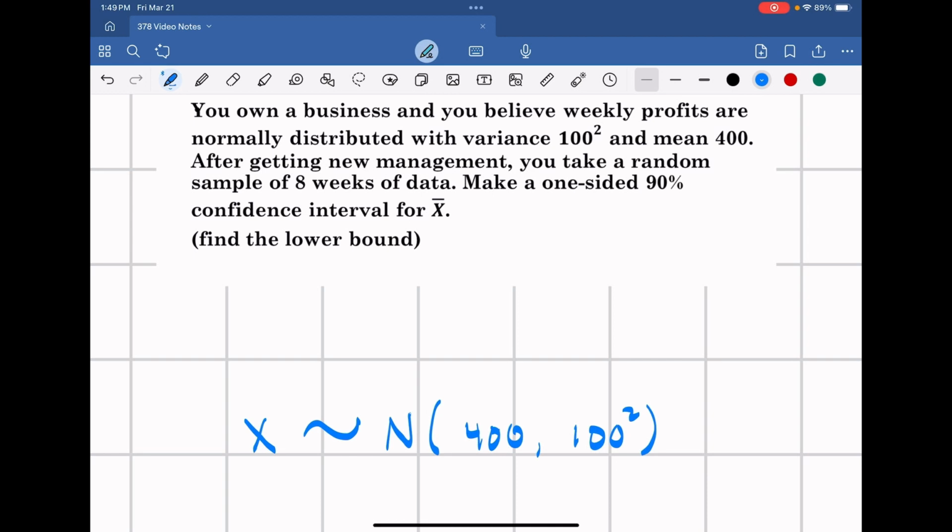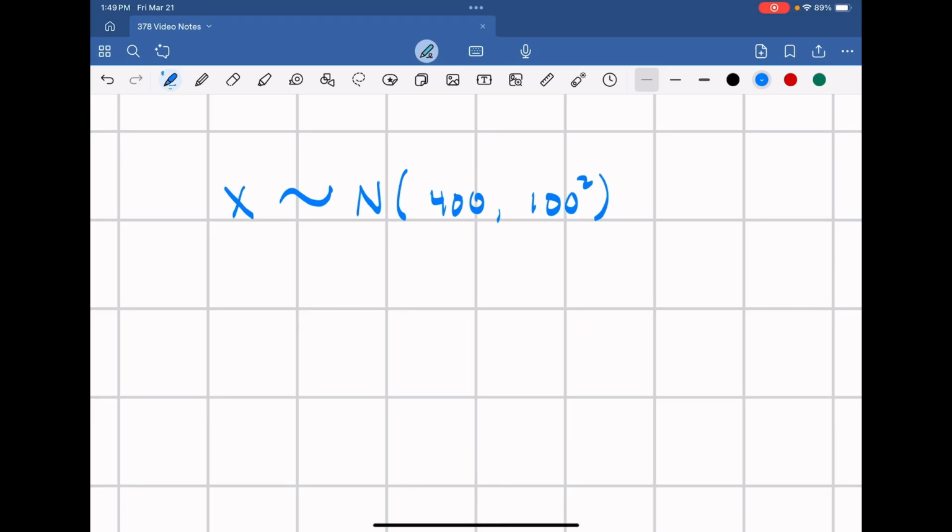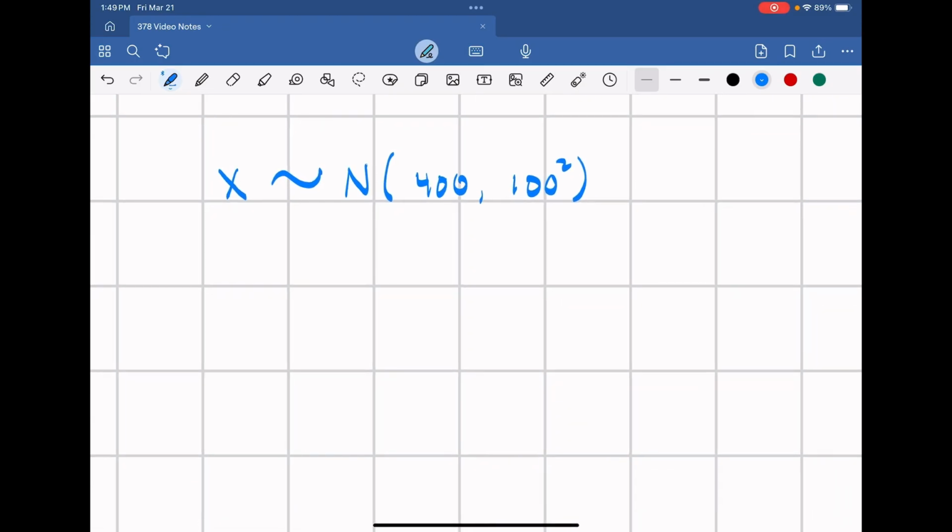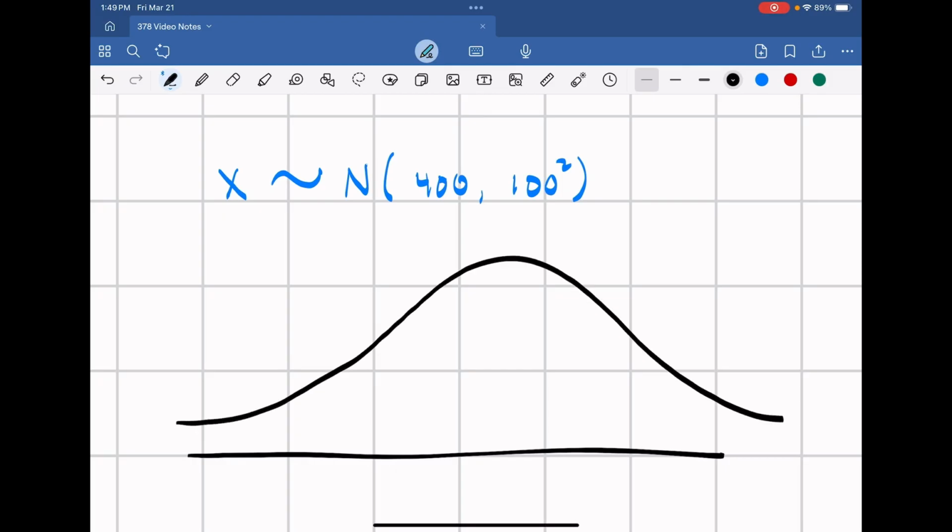Now let's suppose we get new management and you take a random sample of 8 weeks of data. We're going to make a one-sided 90% confidence interval for X bar. So let's graph out the information that we have. We want to look at some distribution for X bar, and find the one-sided 90% confidence interval, so that 90% of our data is to the right of that line. That means 10% of our data is going to be over here.